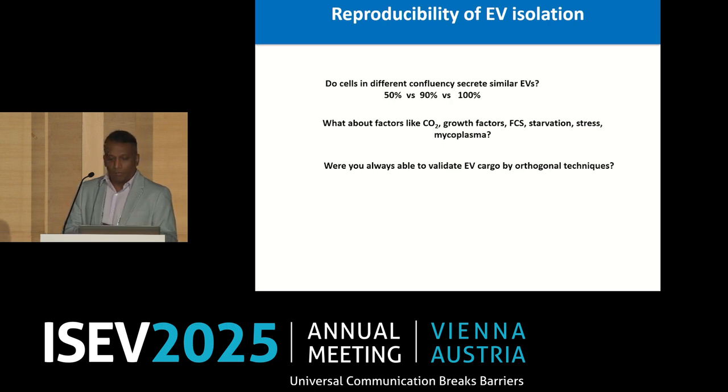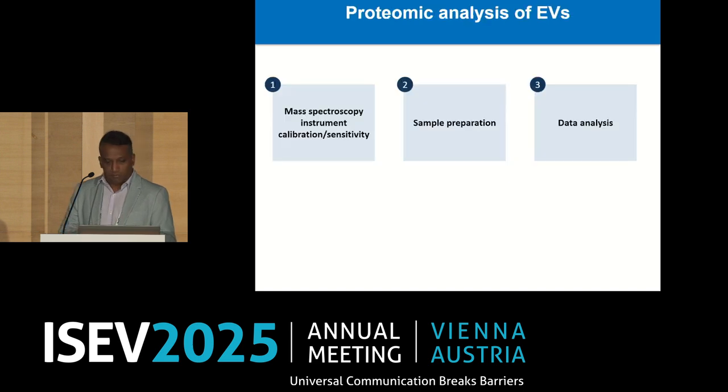Why is it important? Because you need to show that these are in the EV prep, and these are indeed present, and these are reproducible by various methodologies. So when you talk about proteomics, which is what I'm going to spend most of my talk on right now, you're going to use a mass spectrometer where you may need to spend more time on calibrating and looking at the sensitivity of the instrument, as well as a lot of time on sample preparation and also data analysis, right?